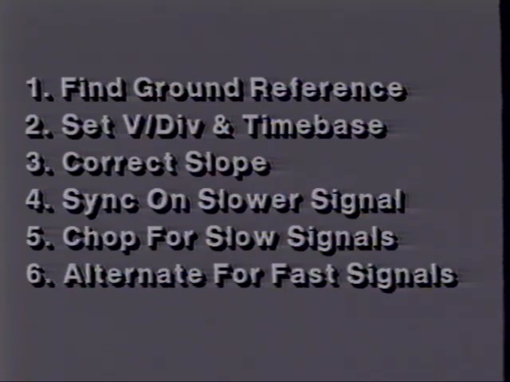When observing two signals at once, sync on the slower signal. When using dual display, use the chop mode for sweep rates slower than 1 millisecond. For higher frequency signals, use the alternate mode. These rules will help you use your scope easily and efficiently.